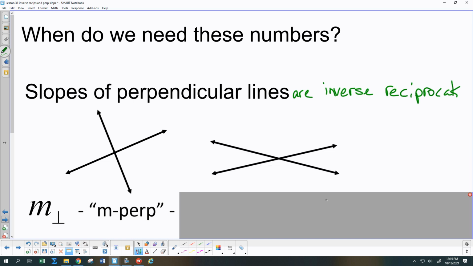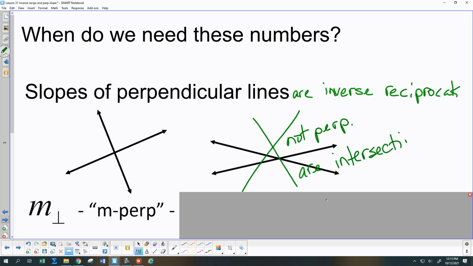Not just lines that cross. These are not perpendicular. They are intersecting, which just means they cross. But be careful with that. Perpendicular means 90 degrees, not just crossing each other. Now, as you look at my ones on the left, does it make sense that one of those has a positive slope and one a negative? That's why if we have one, we need the negative reciprocal, not just the reciprocal. One's got to be positive, one's got to be negative.